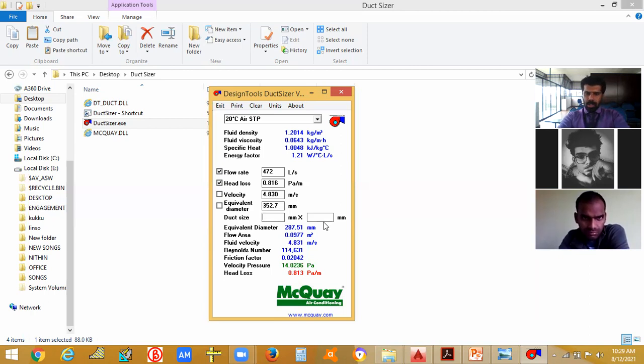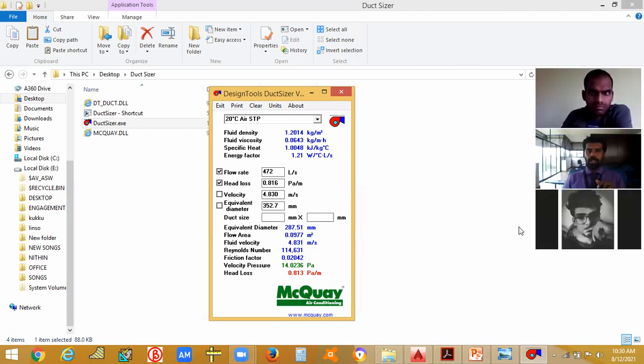So this is the duct sizer software. It's a very simple software. Just calculate the flow rate and give the head loss. So even if you are going with an equal friction method, give the head loss as 0.1 and you will be getting the duct size according to that friction loss. Or if you want to go with velocity, you can go with that also. So better you go with equal friction. So that is the very simple method to find out the duct size. So this is the software. So you can use this.